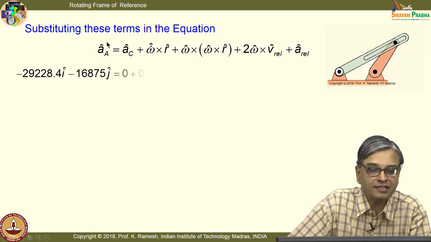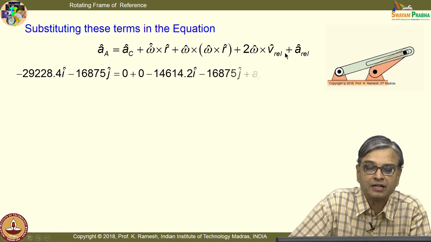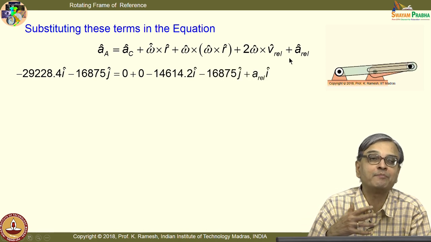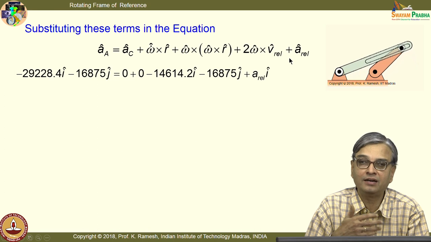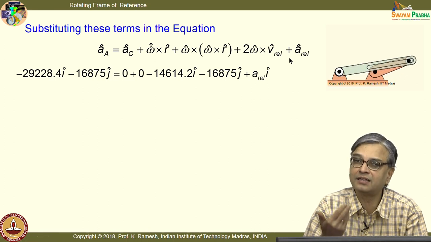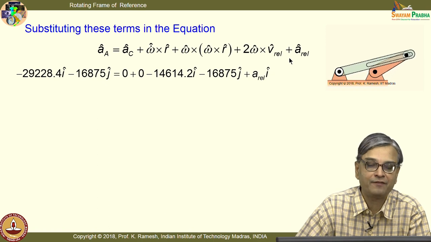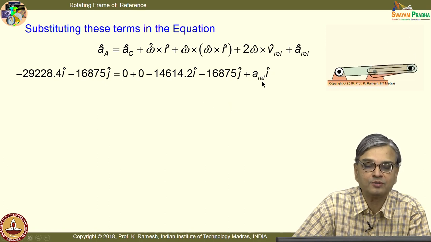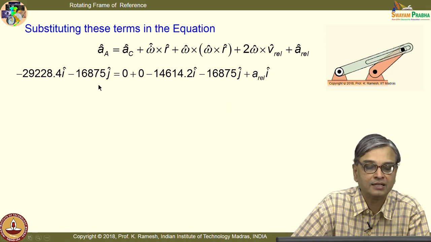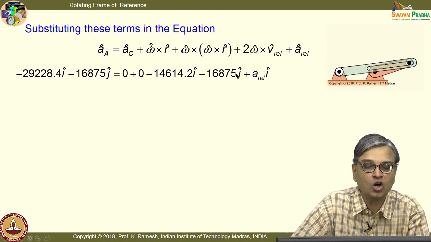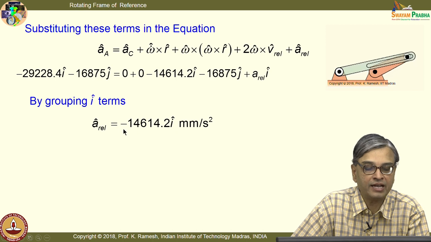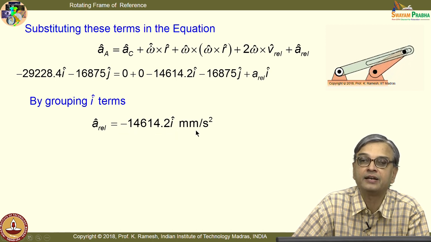I keep writing this because you have to keep looking at this and you should remember it. While learning a subject like this, certain things you have to remember. There is no choice. And if you keep writing it several times, you are in a position to remember that. And it is fairly easy to solve this. And I get this ARL as minus 14614.2 i millimeter per second square.